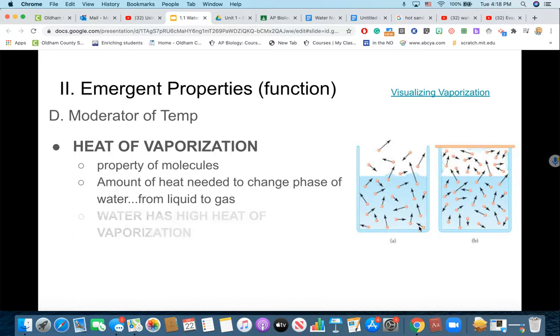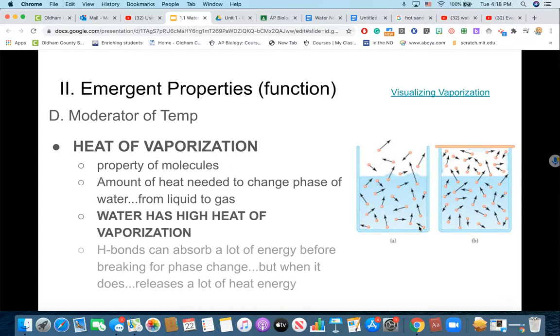So what I want for us to know is that water has a very high heat of vaporization, which means we know that hydrogen bonds can absorb a whole lot of energy, right? We just saw that with specific heat. So they can absorb a lot of energy before they actually transition phases from a liquid to a gas.